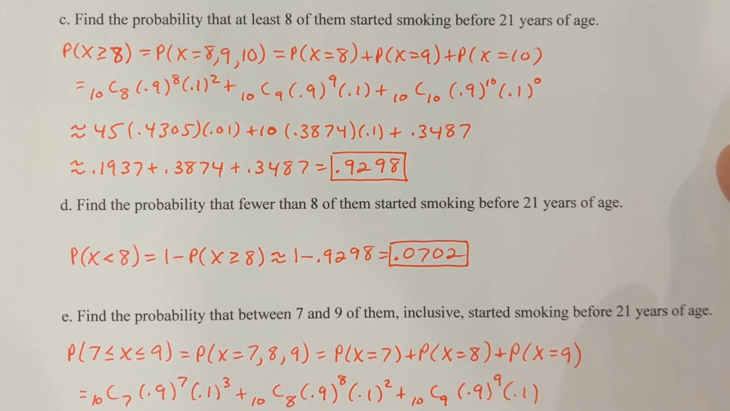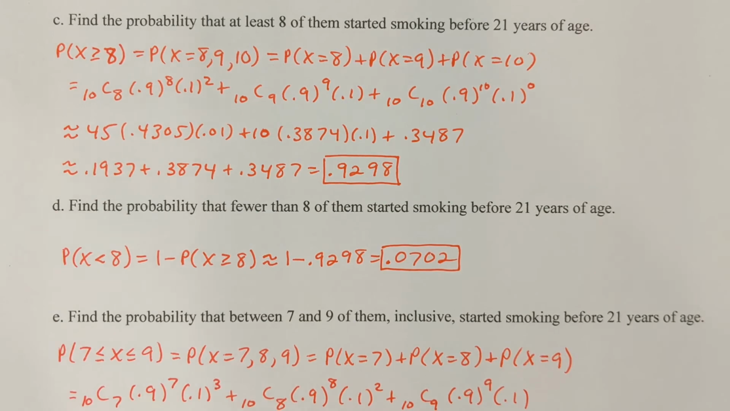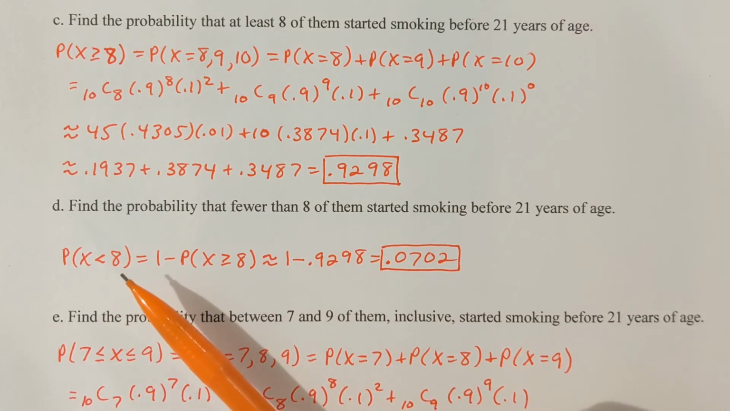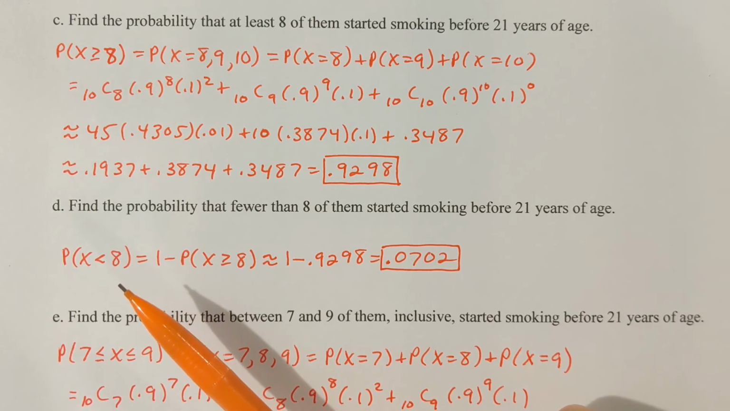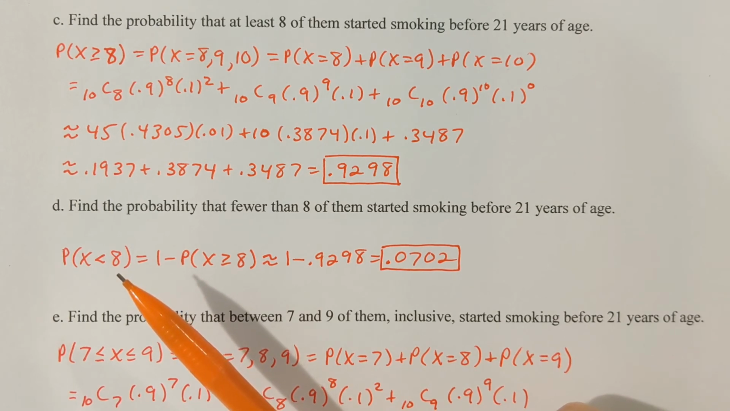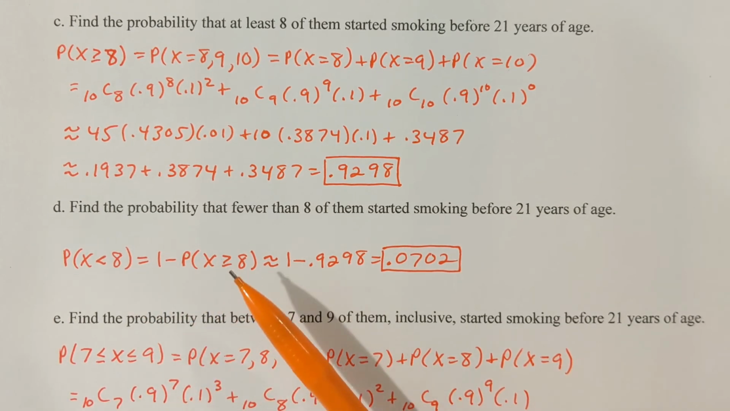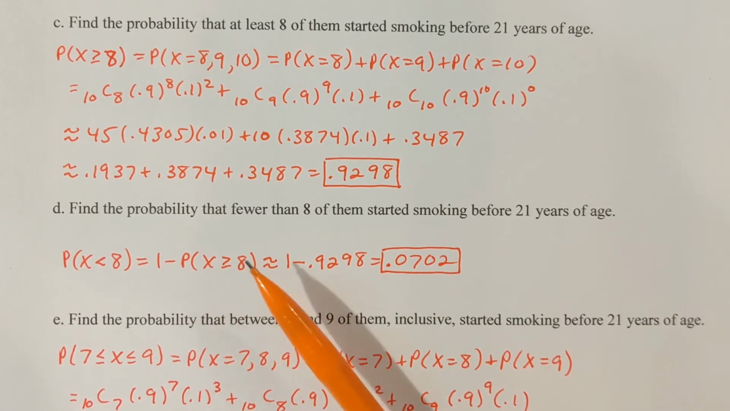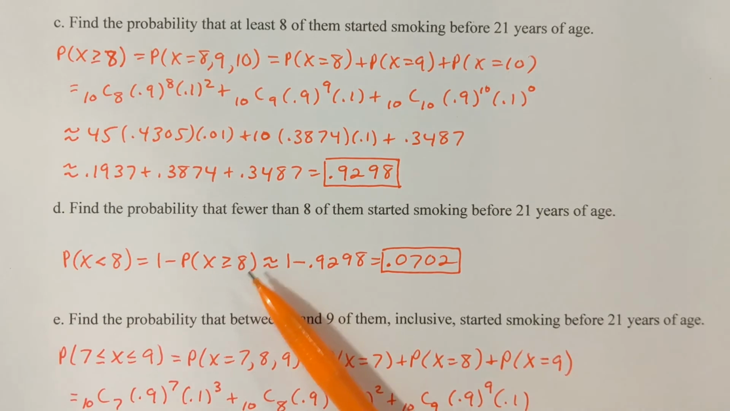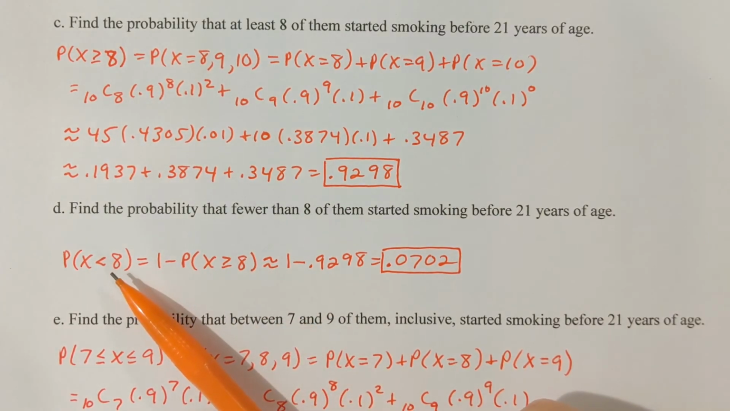Part D, find the probability that fewer than 8 of them started smoking before 21. Okay, fewer than 8 means that X is less than 8. So X could be 7, 6, 5, 4, 3, 2, 1, or 0. Maybe nobody started before turning 21. That could happen. Now, rather than computing 8 individual probabilities, there's a faster way to do that, and that's to use the complement rule. Okay, if I take 1 minus the probability that X is greater than or equal to 8, I'll get my answer quicker.